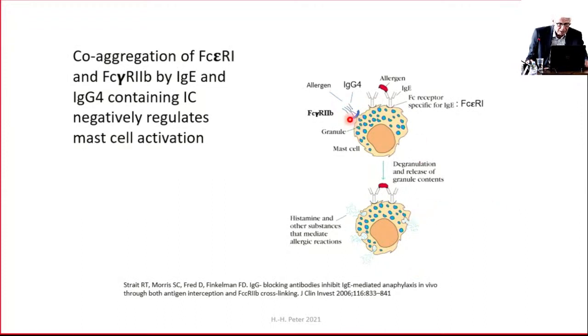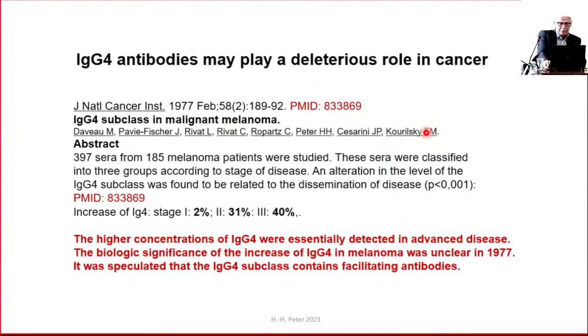Now, if at the same time you have an IgG4 molecule binding to the Fc gamma B receptor, and if this molecule is specific for the same antigen as that bound to IgE, then no degranulation takes place. It's probably the mechanism by which desensitization against pollen, house dust actually works. It's production of more IgG4 that can inhibit the mast cell degranulation.